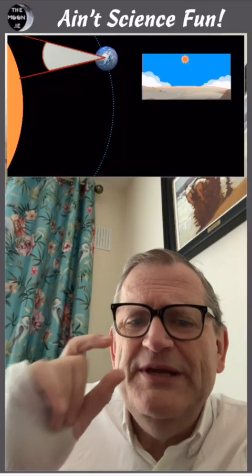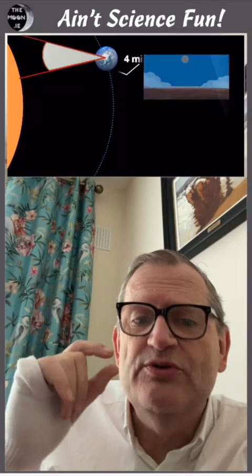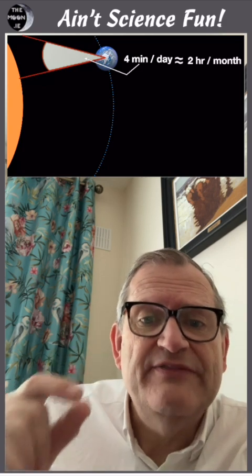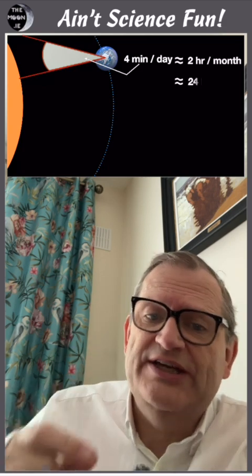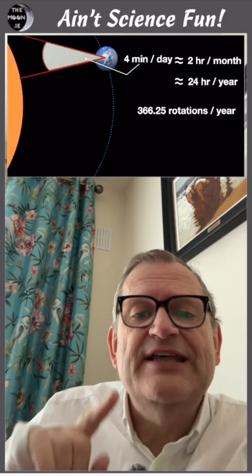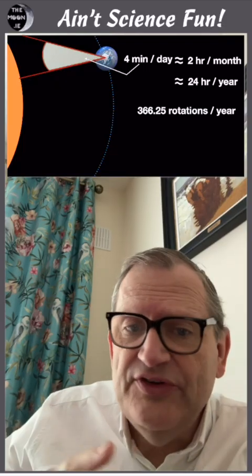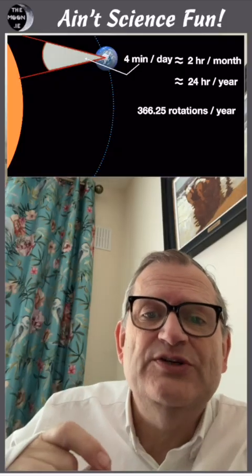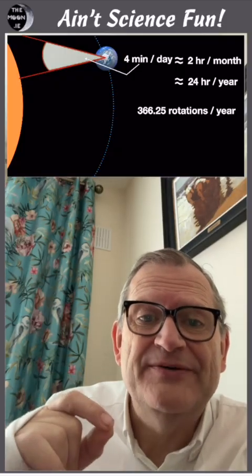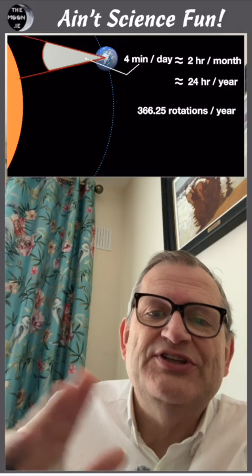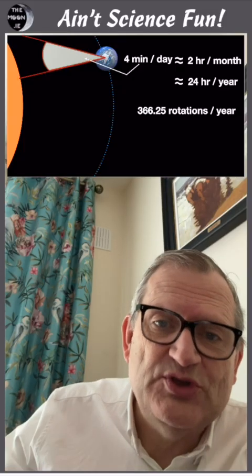Now that 4 minute fraction equates to about 2 hours every month and about 24 hours every year, which is one extra rotation spread out over the year. This means that the Earth rotates not 365 and a quarter, but 366 and a quarter times every year. This is hard to appreciate by measuring days using the Sun as a marker. We call them solar days.